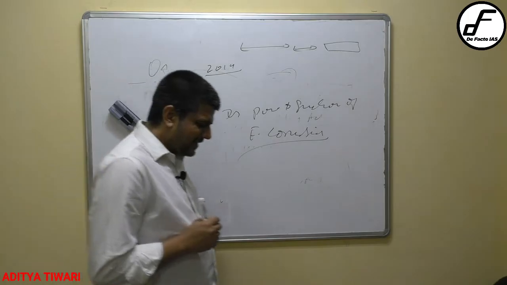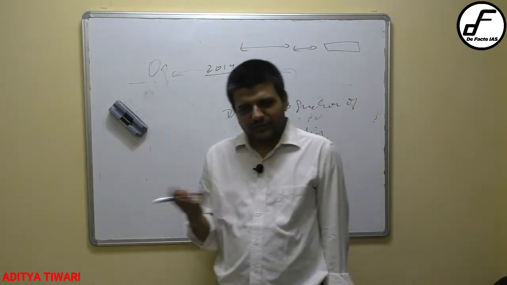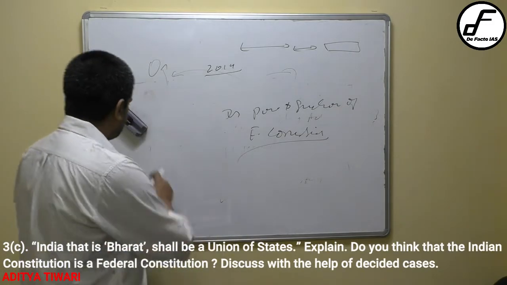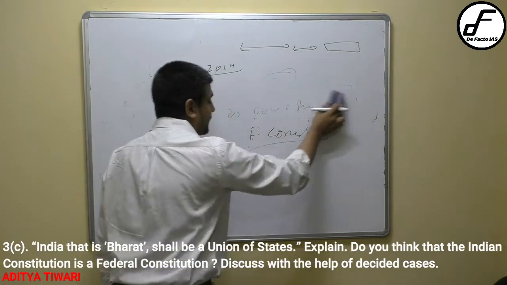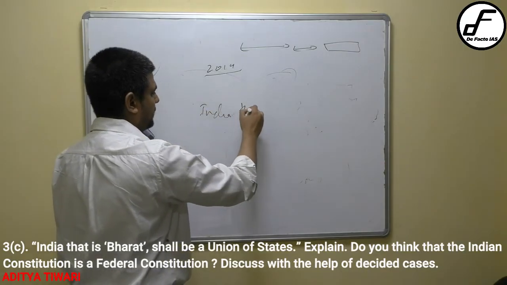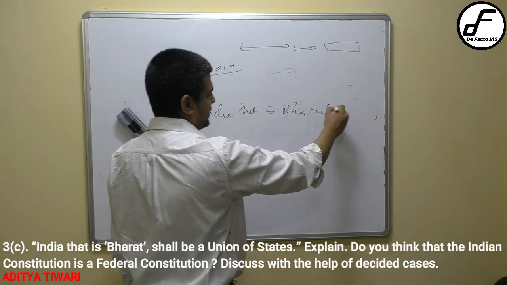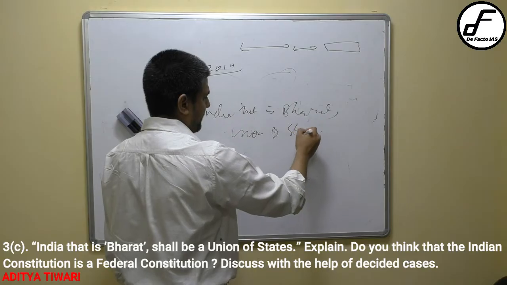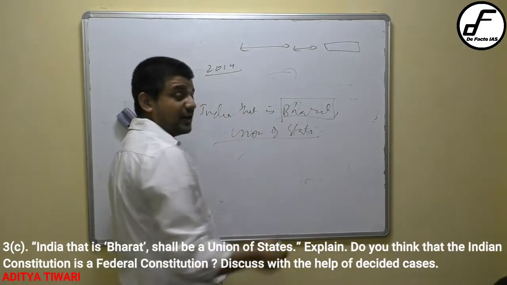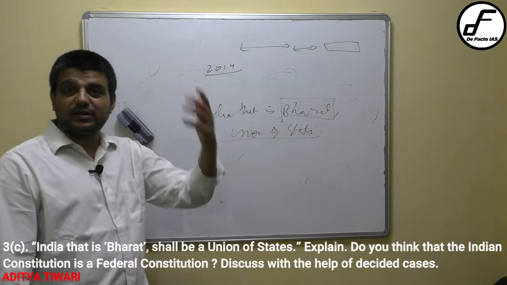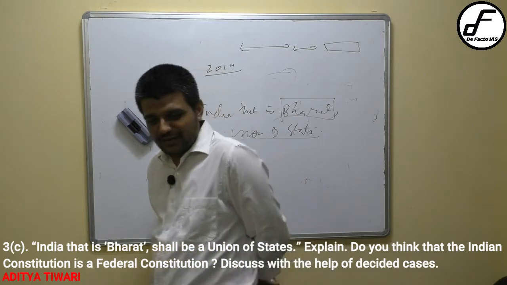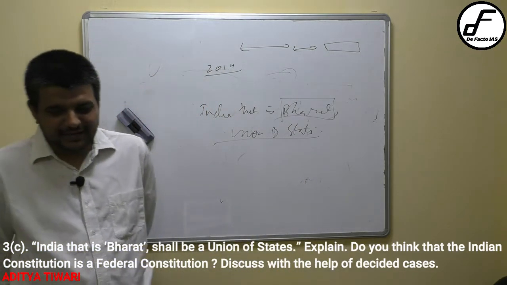Now question number 3C, again a typical, philosophical question. It says: India, that is Bharat, shall be a Union of States. Article 1 clause 1 of our Constitution. In the Constituent Assembly, the word Bharat was debated. Someone said it should be India, that is Aryavart. Someone said it should be India, that is Hindustan. Finally they settled on India, that is Bharat. Full stop. Explain. Do you think that the Indian Constitution is a federal constitution? Discuss with the help of decided cases.